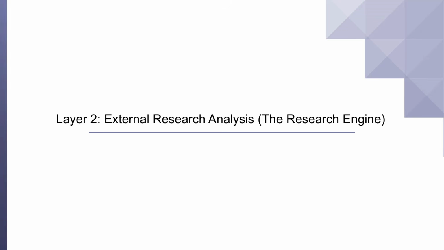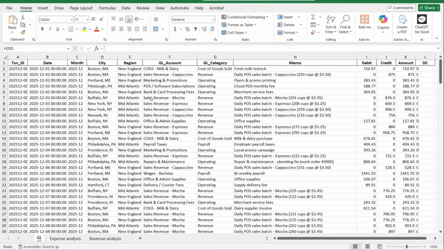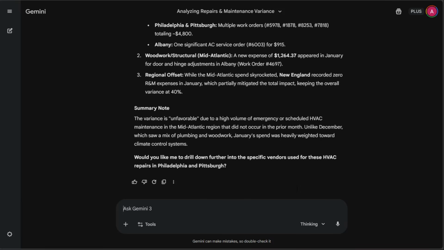Layer 2, external research analysis, the research engine. We know what primarily drove the rise in repair and maintenance expense in January 2026, but we have to determine if this rise was due to internal causes or external reasons. At times, this answer is not present in the memo column of the GL. Sometimes it's in the outside world. So, let's put our reasoning engine to use yet again.